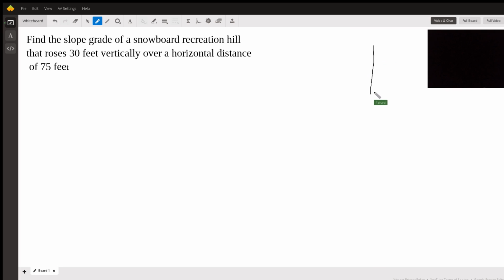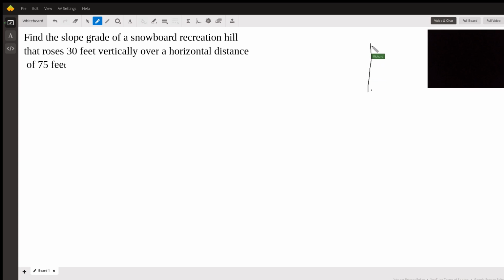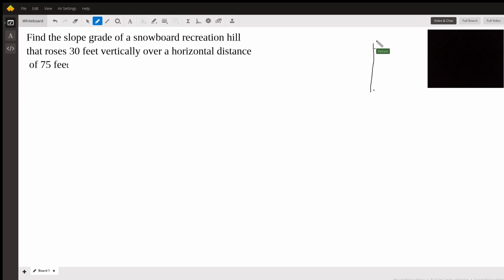and going to represent it with a right triangle here. Here's the hill. This is the bottom of the hill. And it rises 30 feet vertically over a horizontal distance of 75. So that's our diagram.